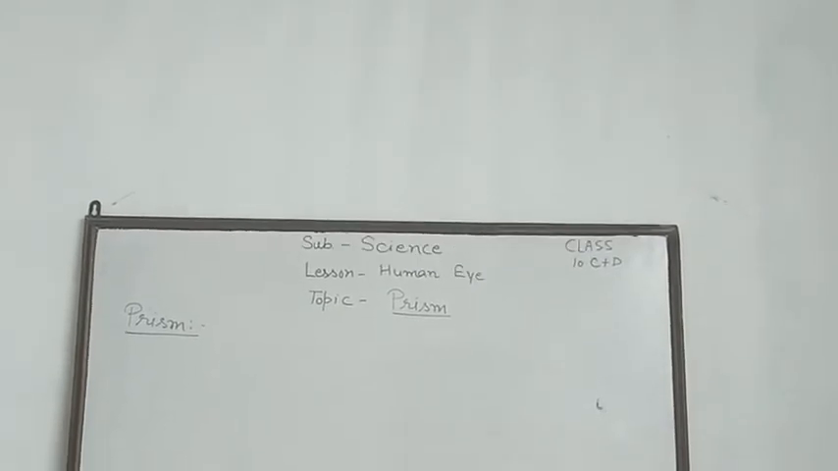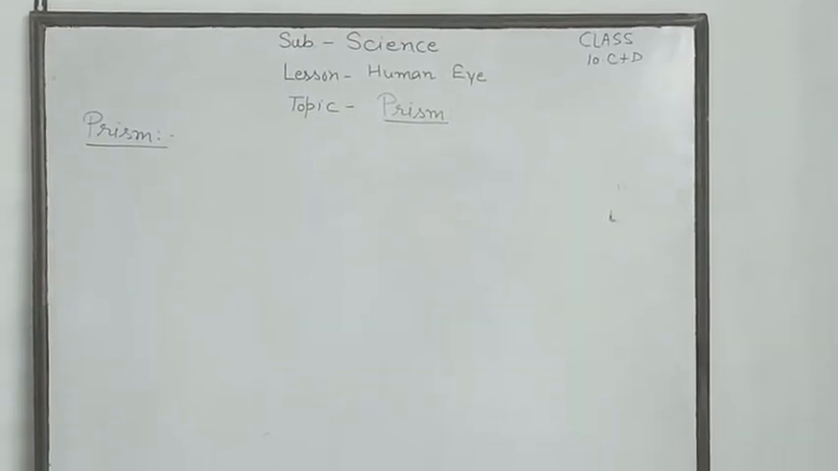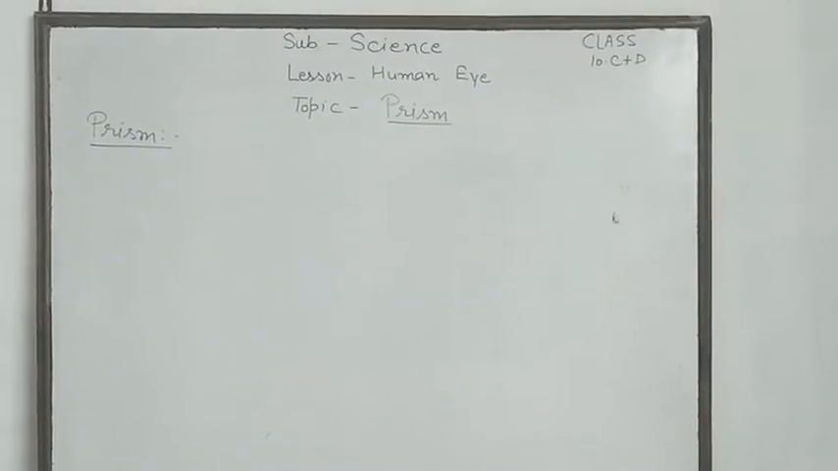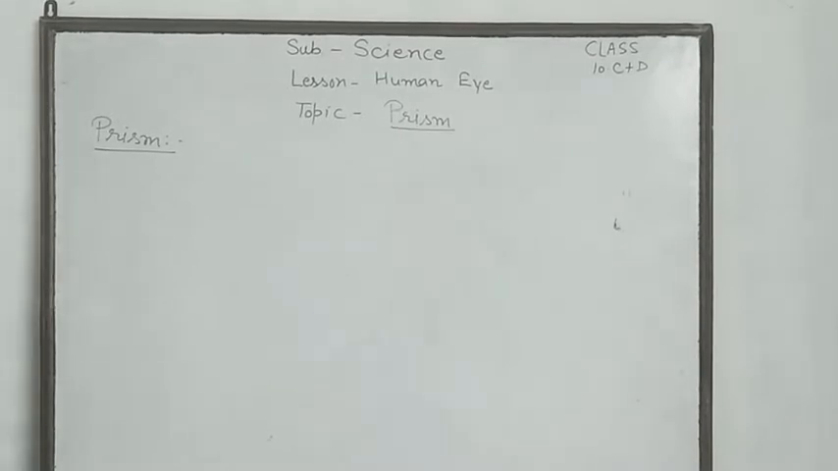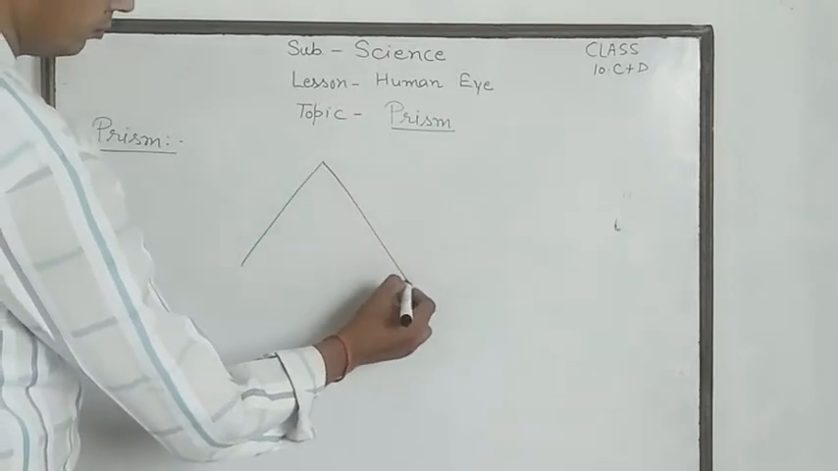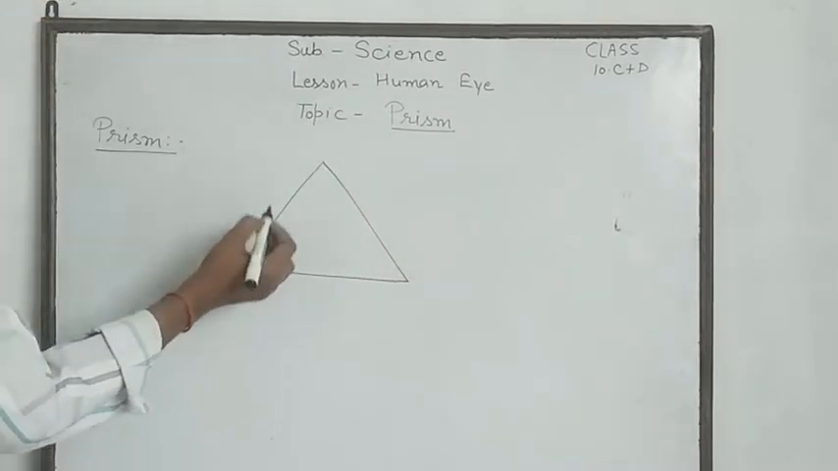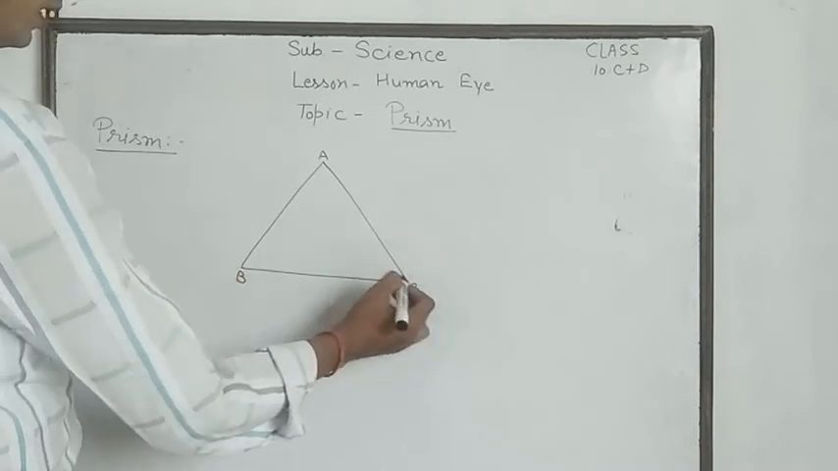What is prism? The part of a transparent medium that is located between two plane surfaces at an angle is called a prism. In this diagram, this is a prism ABC.